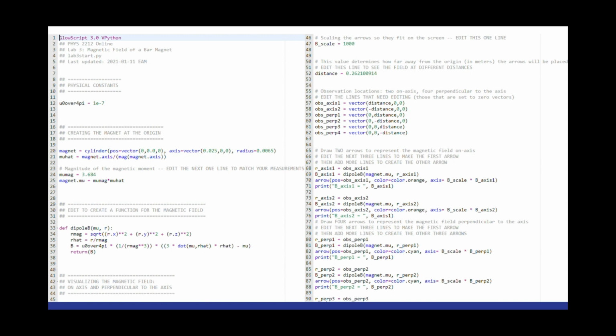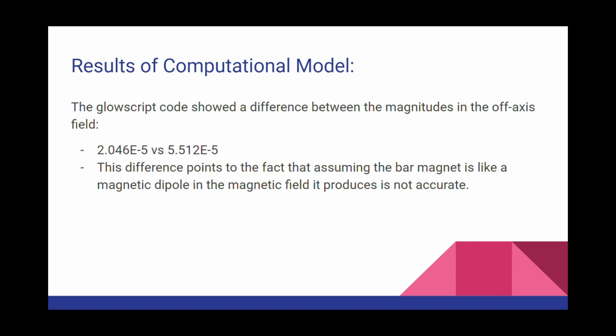And then on the right here, it sets up the distance as well as the various directions, axes, and magnet dipole moments used for the different observation points. You can also see the visualization of the magnetic field due to the magnet bar, or the magnet dipole in the code. The code showed a difference between magnitudes in the off-axis field, which was 2.046 times 10 to the negative 5 versus 5.512 times 10 to the negative 5.